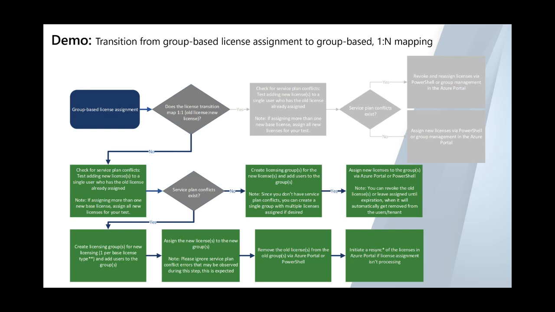All right, so in this final demo, we'll be walking through how to transition your license if you're already using group-based licensing and you have a one-to-many mapping from the old license to the new licenses. We've already reviewed how to test for service plan conflicts, so we're not going to go through that step again in this demo, but that would be the first action that you take in this scenario. And similar to the previous demos, we'll be transitioning from the customer engagement license to the new licensing.